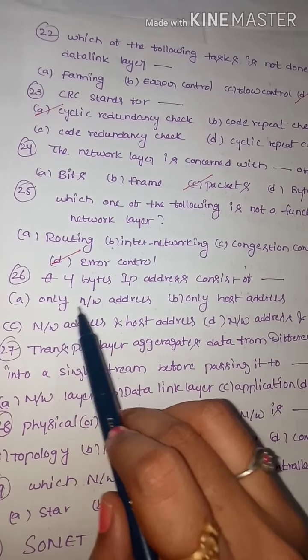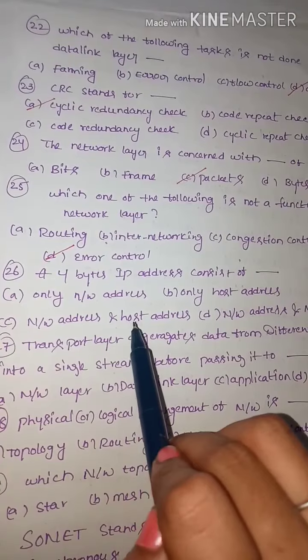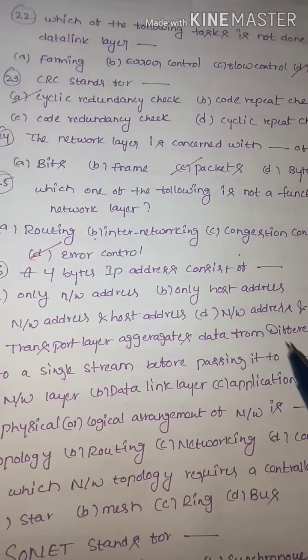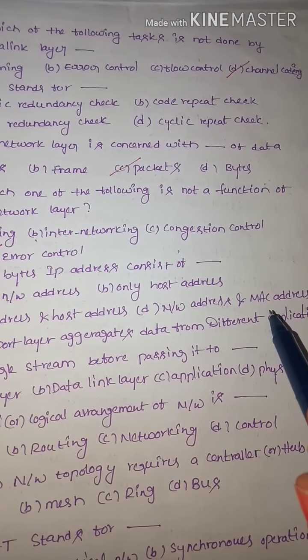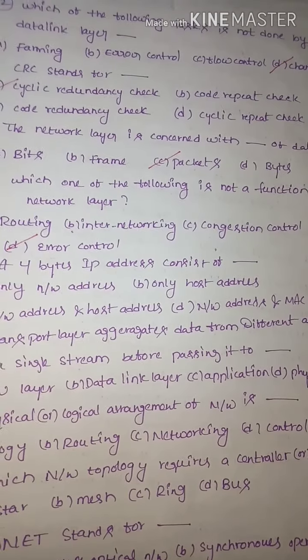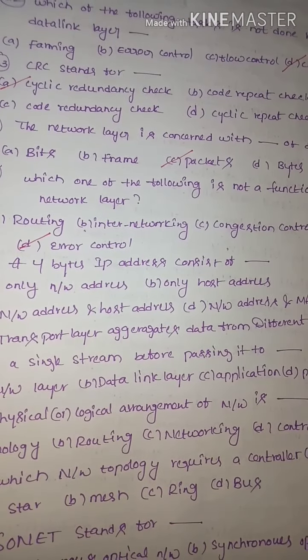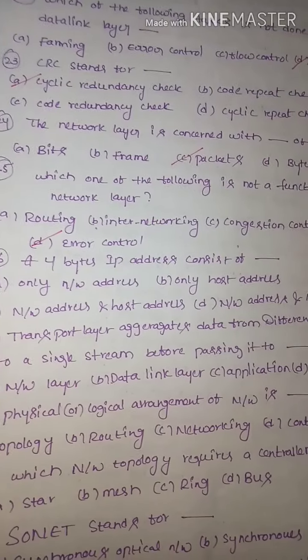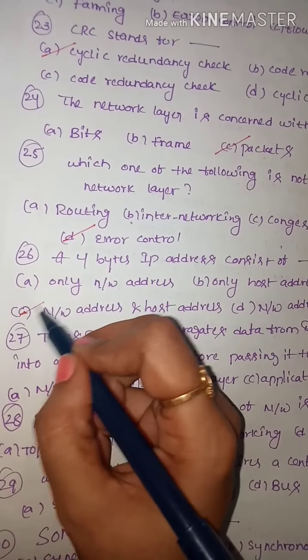Next one, a 4-byte IP address consists of a dash. Options: only a network address, only a host address, network address and host address. Option D, network address and MAC address. Here MAC is media access control. An IP address, we know, is 32 bits long, that means 4 bytes. It is composed of network and host, both. So the correct answer is C, network address and host address.